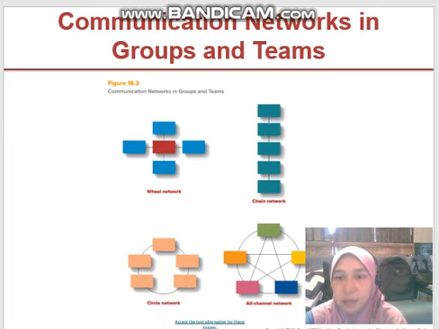And then number 4, the communication network in groups and teams is known as the all channel network. So this is the all channel network. This network is found in teams with a high level of communication between each member and all others. Top management teams, cross-functional teams, and self-managed work teams frequently have all channel networks. So here, everyone communicates with each other. They are dependent on each other. Yang hijau communicate dengan biru, yang biru communicate dengan orange, yang orange communicate dengan hijau and so on. So everyone communicates with each other in the all channel network.